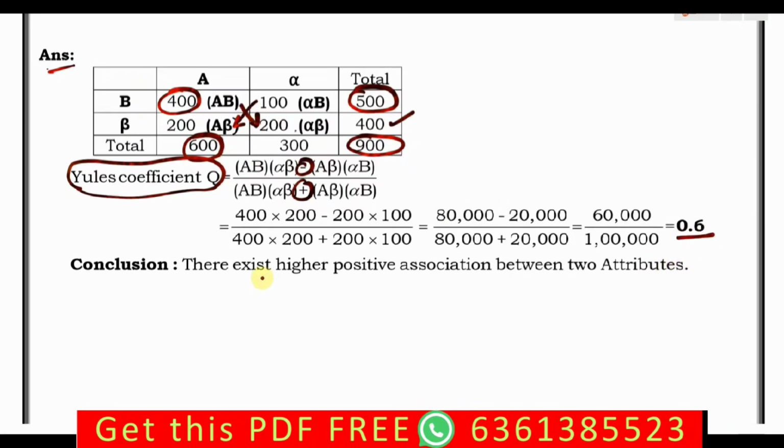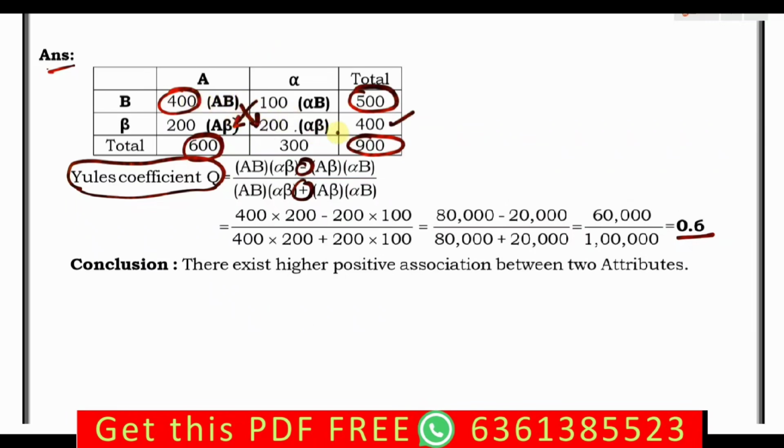Once it is 0.6, we can write the conclusion: there exists higher positive association between these two attributes. Once the value goes more than 0.5, we can write it as higher positive association between the given attributes. 5 marks for this particular answer may be distributed like this.